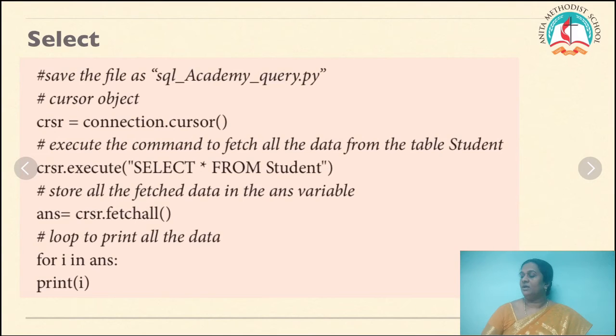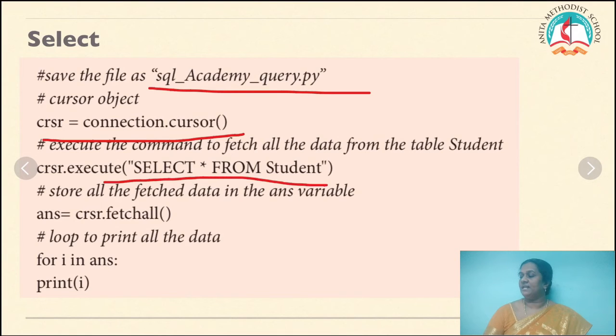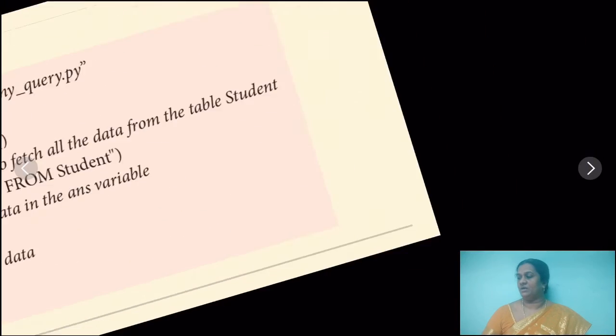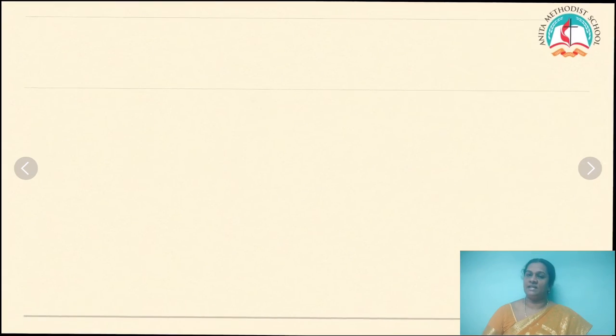See here. Now don't worry about this, this remains the same. Here cursor, connection, and then select asterisk from student, fetch all. So now we are using fetch all to fetch all the records. So for i in answer, print i. So the output will be printed as i. So i is a looping format. Okay, this is about your select command.